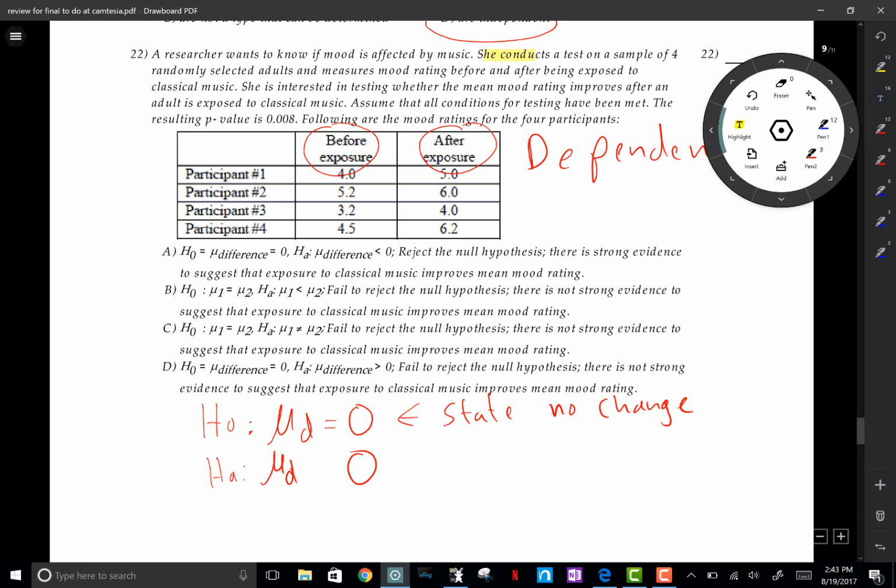It says she conducted a test on a sample of 4 randomly selected adults and measured the mood rating before and after being exposed to classical music. She is interested in testing whether the mean mood rating improved after an adult is exposed to classical music. Assume that all conditions are met. The result is as follows.